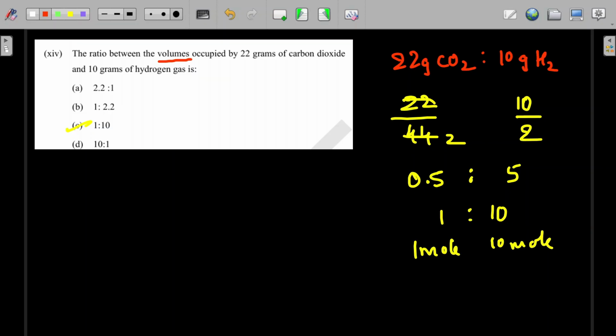Always, as I told you, find the mole. Whatever ratio between the moles, that will be the ratio between the volumes, ratio between the number of molecules also. So don't keep on doing the next part again. 1 mole is 22.4 liter, that part is not necessary. Moles, if you come to know, same ratio will be there.